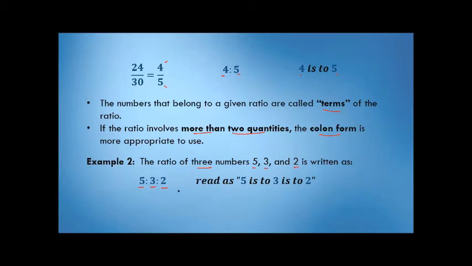At kung babasahin naman natin siya, so, ganun pa rin. Dire-diretso lang yung pagbanggit ng is to. So, we have 5 is to 3 is to 2. So, ganyan. So, pwede siyang gamitin kapag 3 or more numbers to be compared.